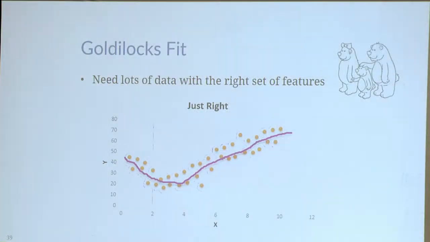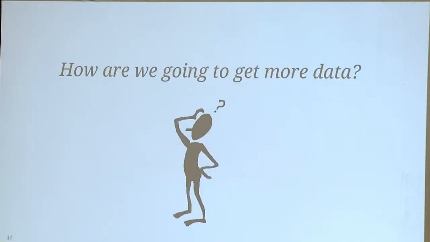But we don't walk away, because we're looking for the Goldilocks fit. And at the time when I first ran the first set, I thought I was going to walk away. But what we need is lots of data and the right set of features to get this curve. So how are we going to get more data?